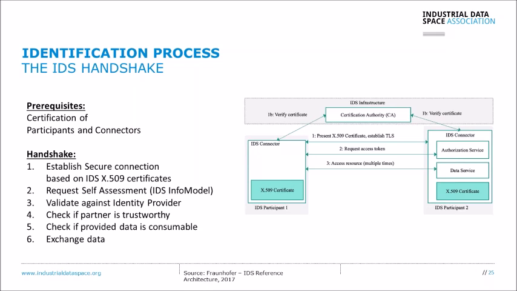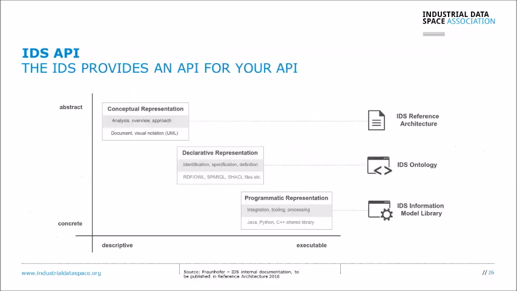This is the IDS handshake, and this is what has to work between every connector in the IDS ecosystem. I said something about the IDS information model; this is absolutely crucial for the IDS to work, because we do not provide an API. This is a question that arises often from developers: please show me your API, and I will see if you are good for me or not. But we do not provide an API, but we do provide an API for your API.